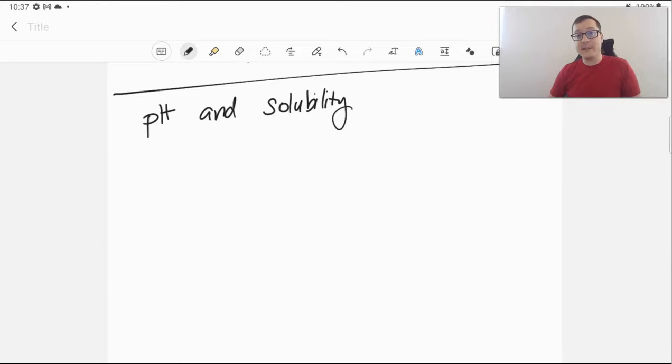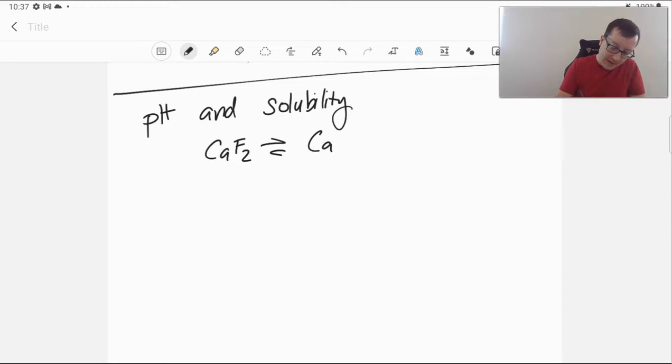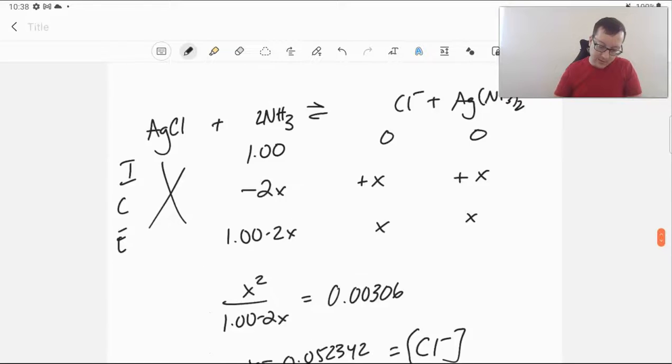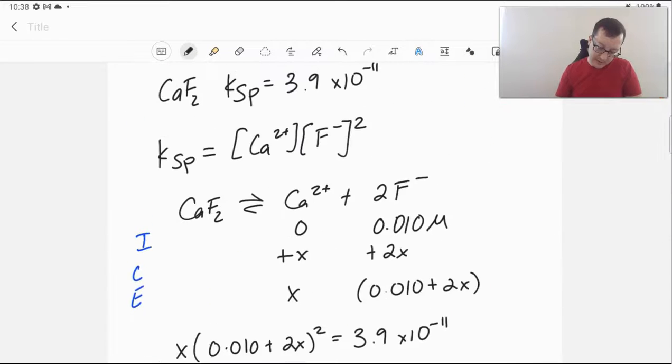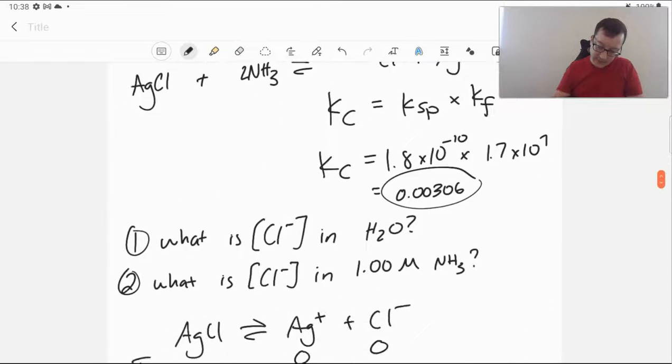So let's now investigate the interactions between pH and solubility. We've looked at the previous equilibrium, where we're taking calcium fluoride and breaking it into its composite ions. We had a Ksp for that, which I've already forgotten. Let's scroll up and find out. Ksp for this particular thing was 3.9 times 10 to the negative 11.